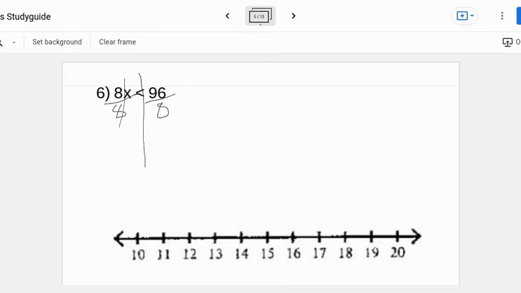I come over here and divide by 8. 96 divided by 8 is 12. Bring down my sign and my variable. So my answer is X is less than 12. Okay, I go up here and at 12, I'm going to put an open circle. I look up and I want numbers less than 12. So less than is going to the left.